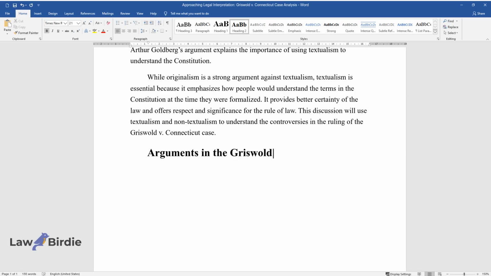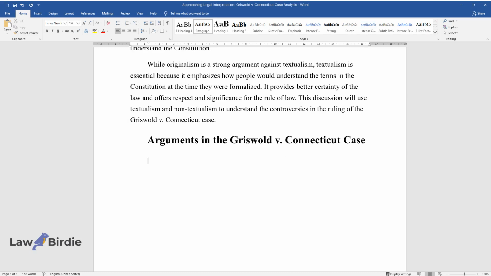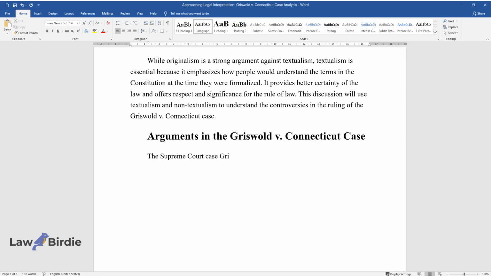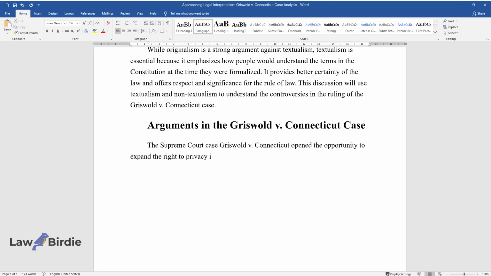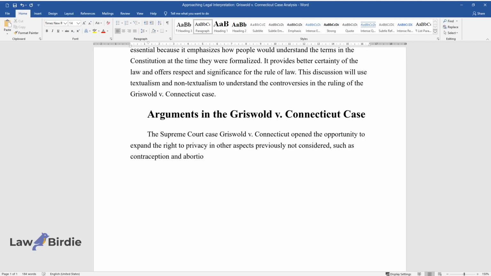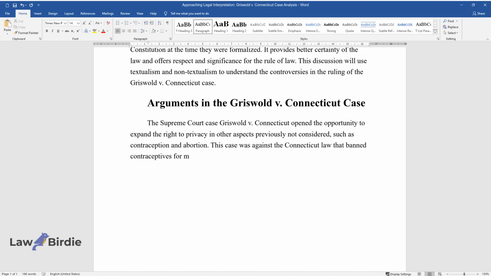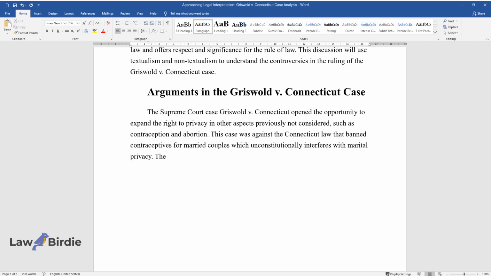Arguments in the Griswold vs. Connecticut case. The Supreme Court case Griswold vs. Connecticut opened the opportunity to expand the right to privacy in other aspects previously not considered, such as contraception and abortion. This case was against the Connecticut law that banned contraceptives for married couples, which unconstitutionally interferes with marital privacy.